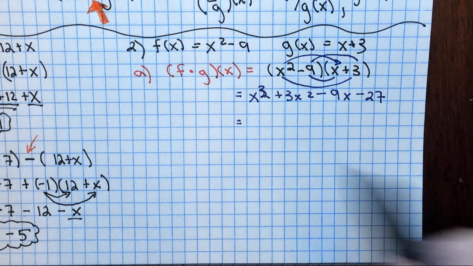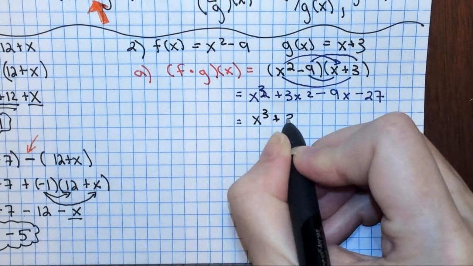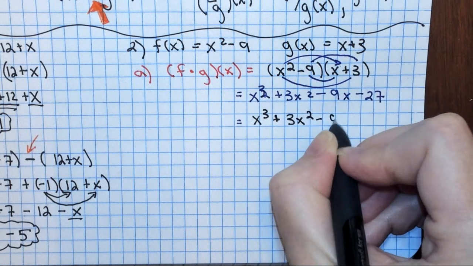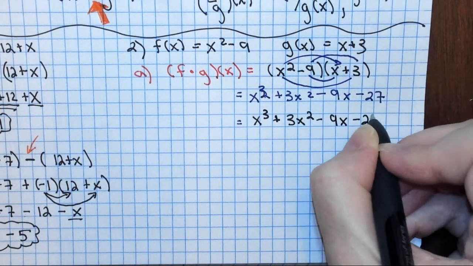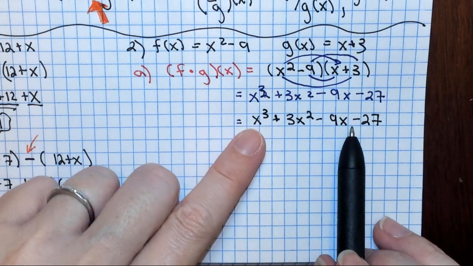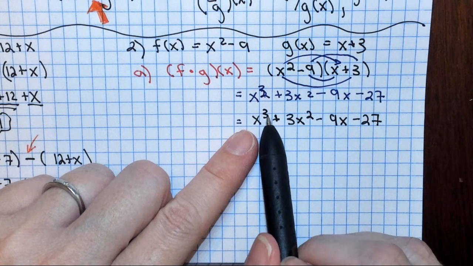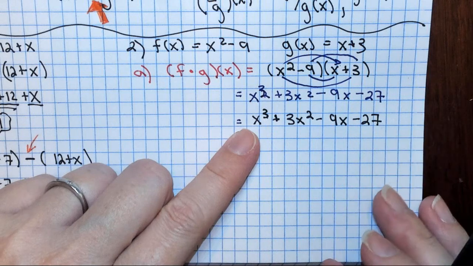And what I do notice right here, I'm just going to clean this up a little bit. So I have x cubed plus 3x squared minus 9x minus 27. Let me make sure. I think I got that right. This is a third degree function, meaning it is a cubic. All right, so don't forget those little things that we learned back in Algebra 1.